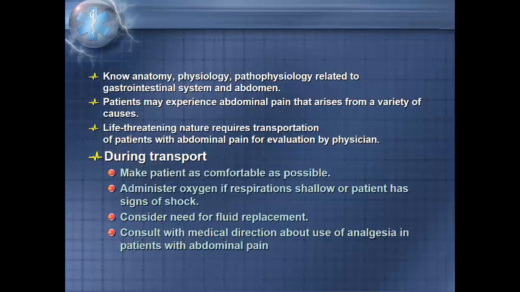While we're transporting, we're going to make the patient as comfortable as possible. If they have inadequate respirations or if they're showing signs of shock, we're going to give them oxygen. We're going to consider the need for fluid replacement. If it's a bleed, we probably don't want to give them a bunch of fluids. If they've had severe nausea and vomiting, we may want to consider some fluid replacement. All right, if you're not sure, contact medical control about the use of any kind of analgesia with patients with abdominal pain.